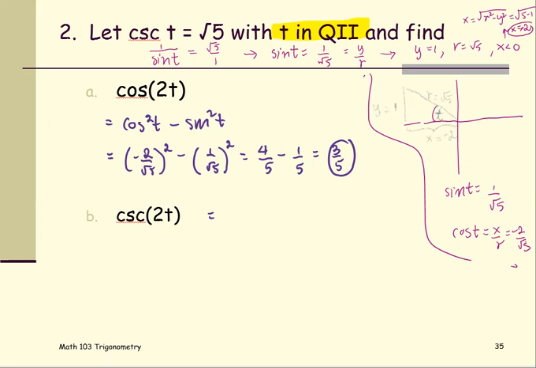Cosecant is 1 over sine of 2t. Recall that the sine of 2t, or the sine of the double angle, is the sine of t times the cosine of t, but twice of them. Since the sine of a double angle is twice the product of the sine and cosine of the angle t.